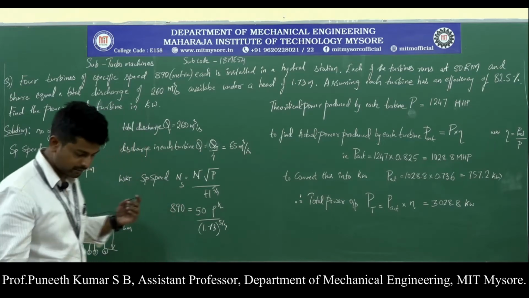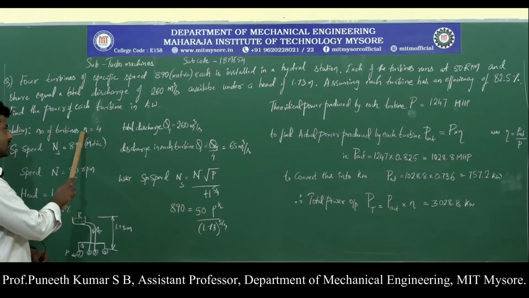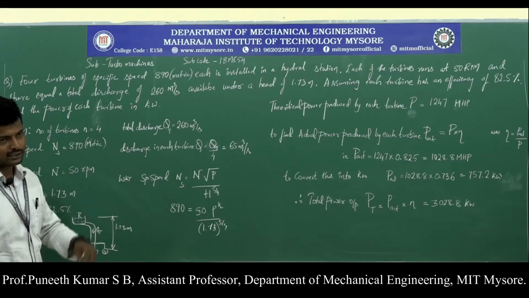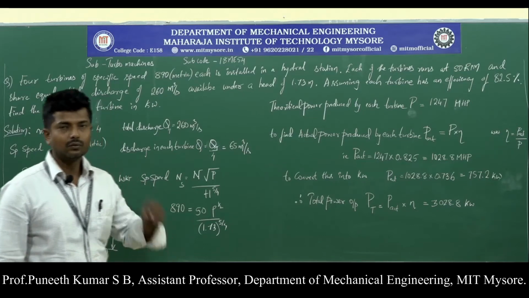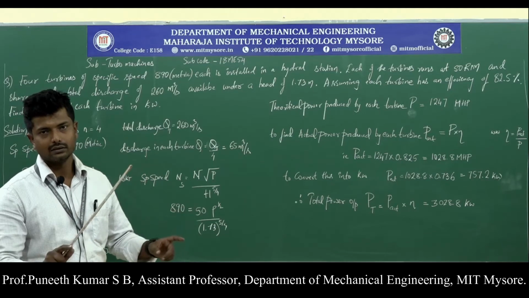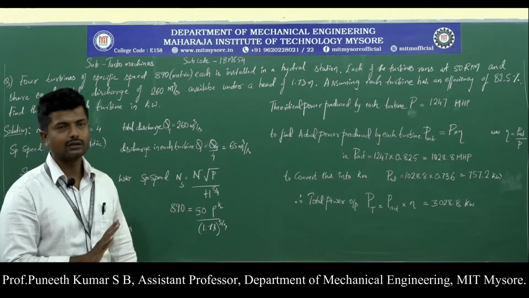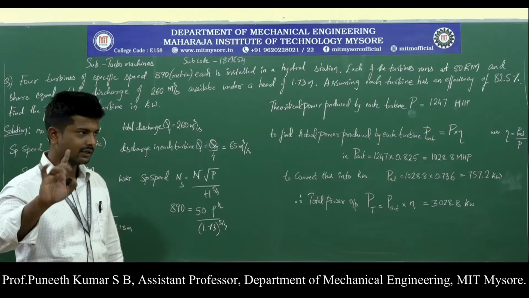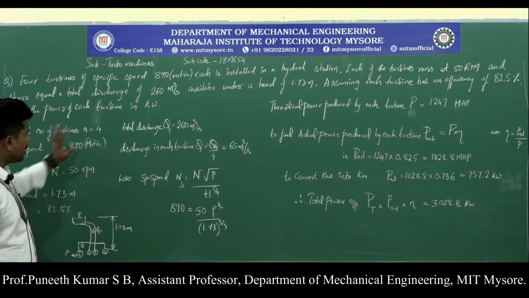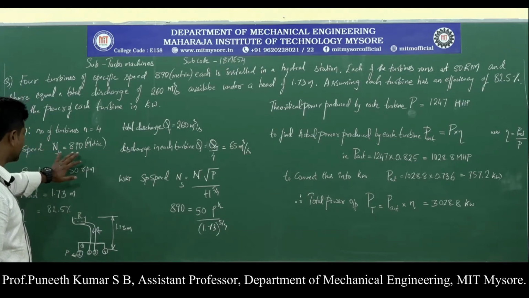So let us start with the problem. First we need to write the data. We know that there are 4 turbines, so N I have written as 4. Next, specific speed. Specific speed is always expressed for one individual turbine. So you cannot say the specific speed for all the 4 or the total number of turbines inclusive of all. Specific speed is always mentioned for one particular turbine at a time. And all the 4 turbines have the same specific speed in this particular problem.